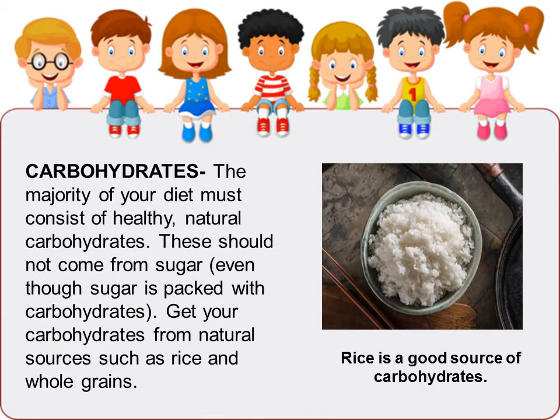Next, we have carbohydrates. The majority of your diet must consist of healthy, natural carbohydrates. This should not come from sugar, even though sugar is packed with carbohydrates. Get your carbohydrates from natural sources such as rice and whole grains. Rice is a good source of carbohydrates.